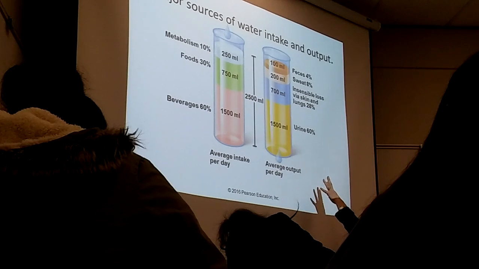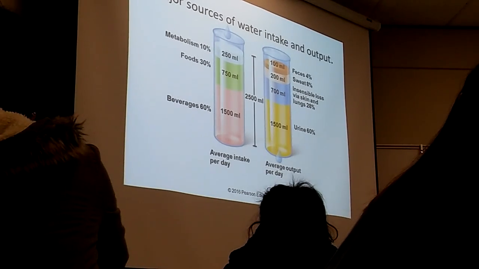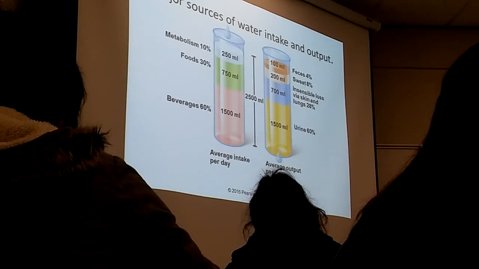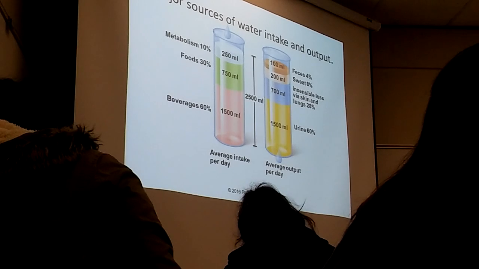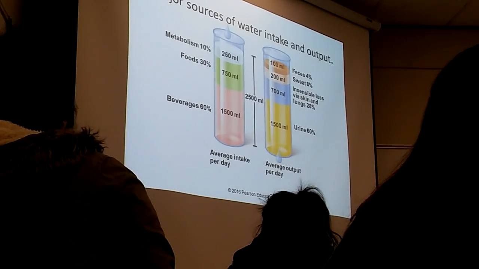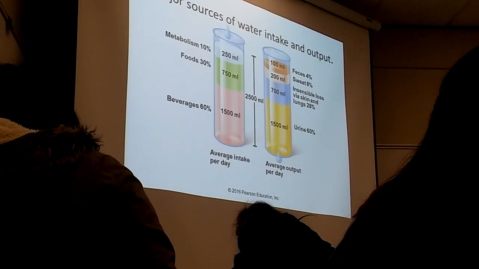And then this is what you put out. The vast majority of your water is going to be lost as urine. Okay? So remember we started off with 180 liters per day of GFR. You remember that? Okay, so let's do that.